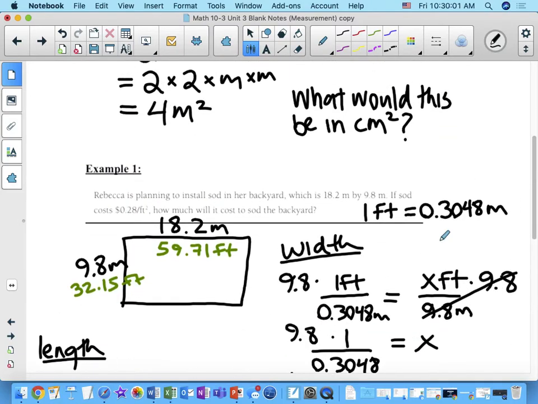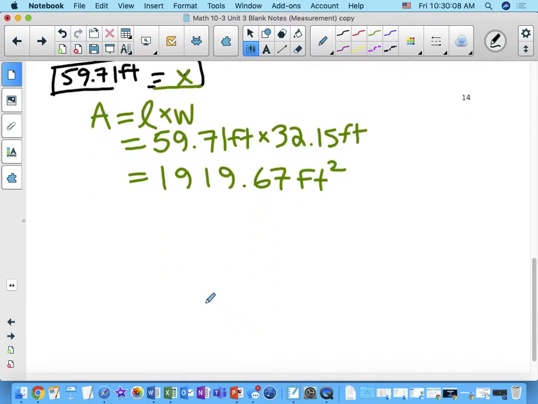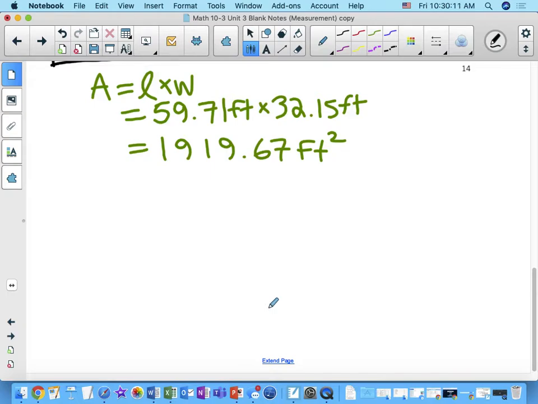Now here it says that sod is 28 cents per foot squared. Now, how many square feet are we going to have to buy here? How many square feet will we need to buy? That's the area of the backyard. How many square feet will we have to buy? What do you think, Daniel? How many square feet are we going to need?